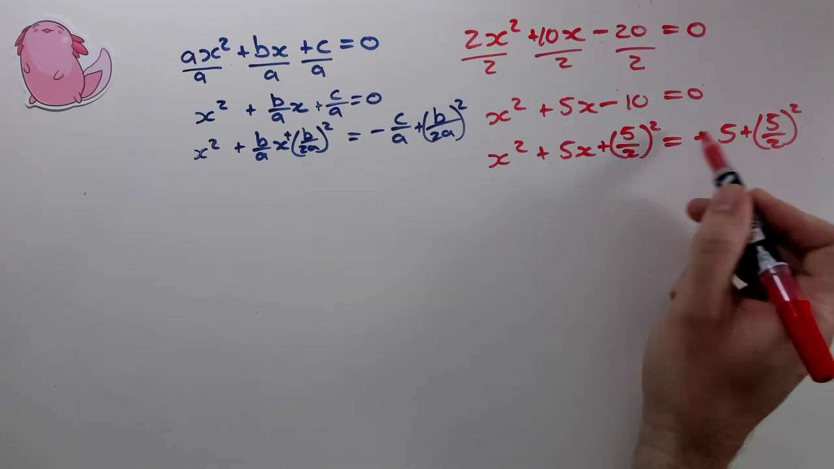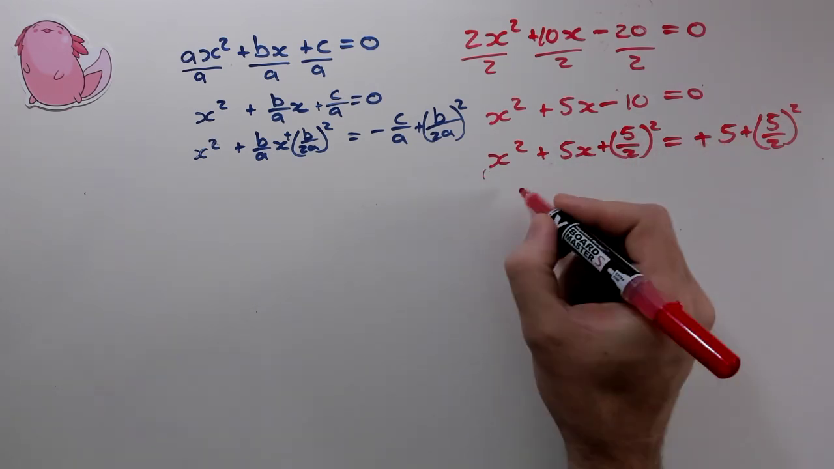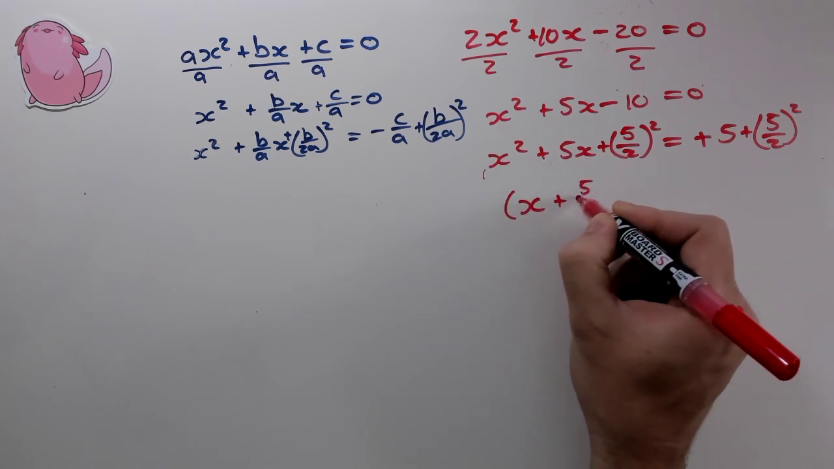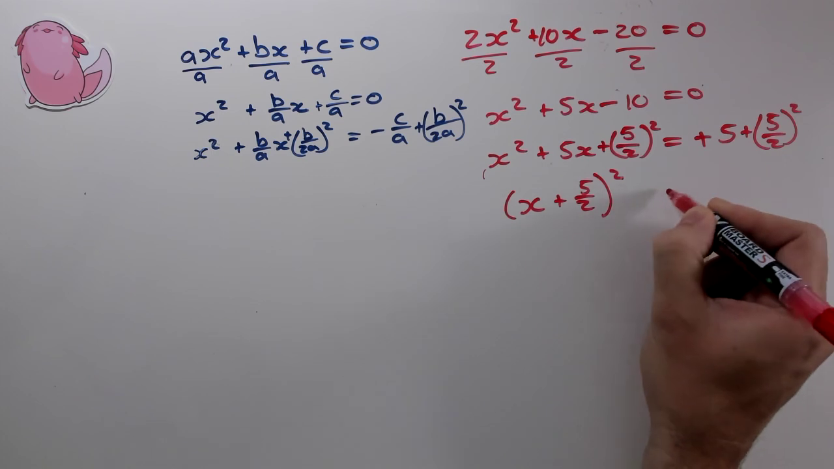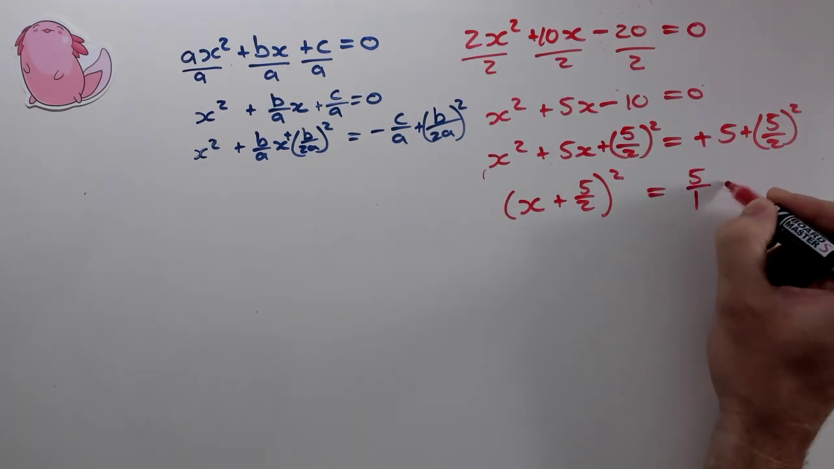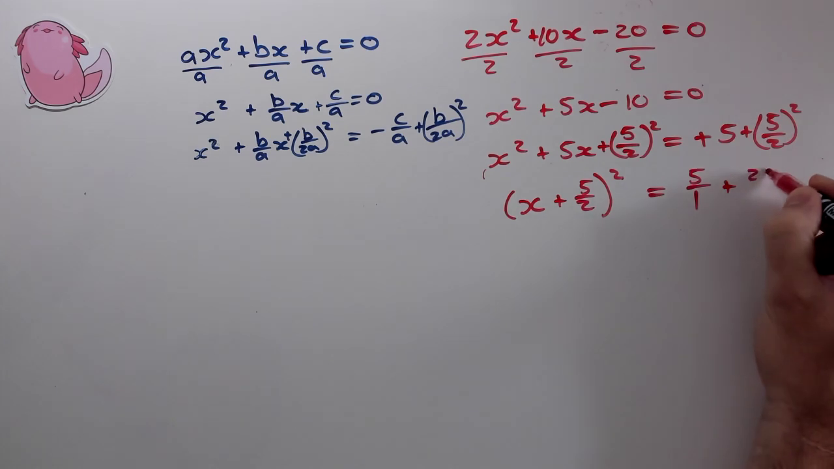Anyway, so now this would be a perfect square, and I would just write x, and then that's a plus, and then 5 over 2 squared. And here I'll have maybe, I'm just going to write it as fractions, because 5 times 5 is 25, and that's over 4.